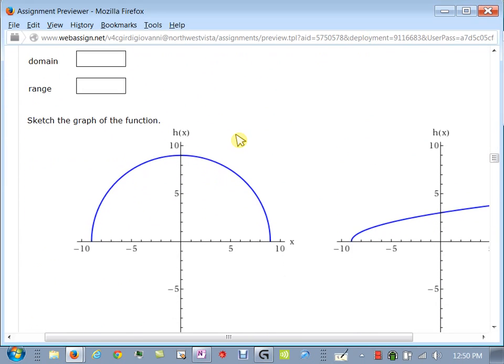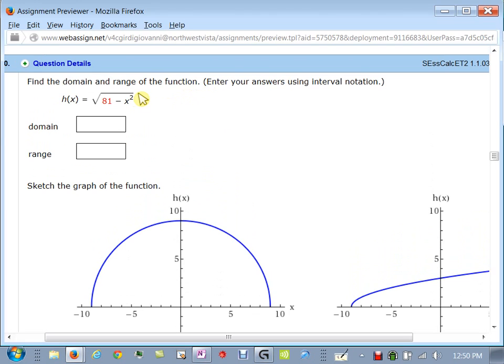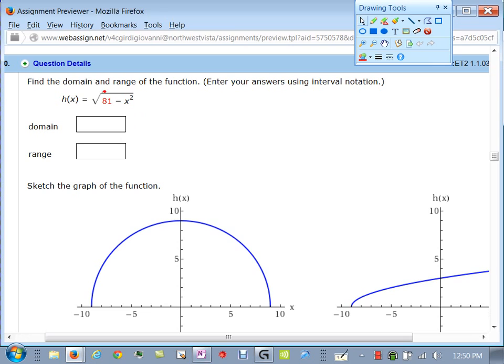Find the domain and range of this function. Again, what's under here has to be bigger than 0, and it can be 0 because we don't have division here. So we need to make sure that the 81 minus x squared is always greater than or equal to 0.